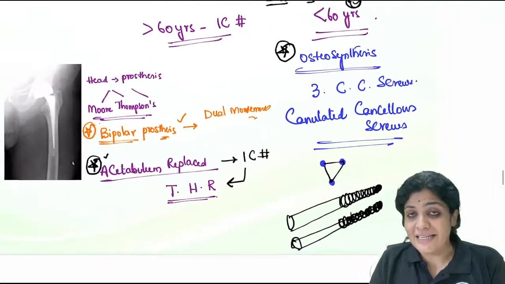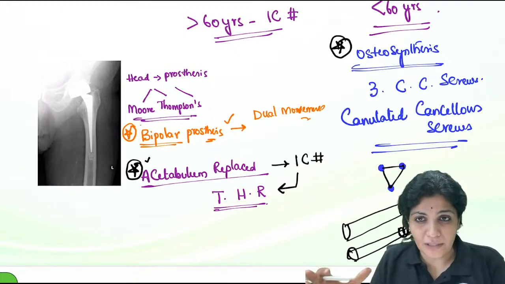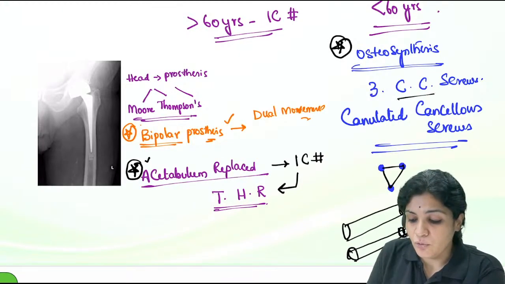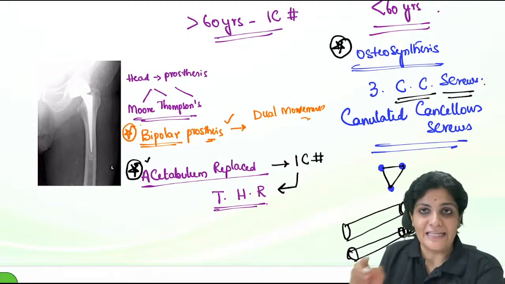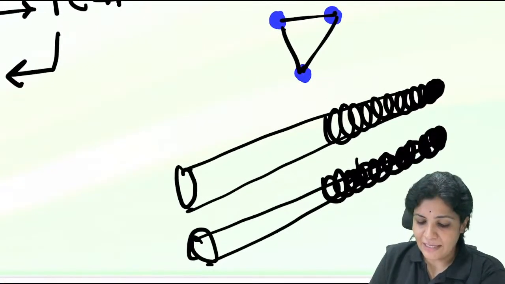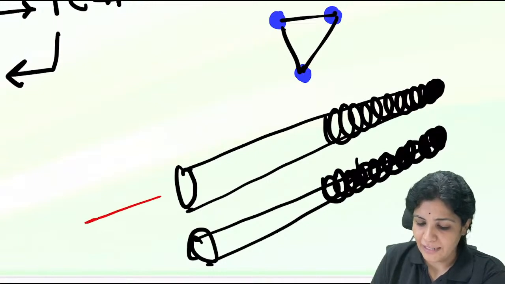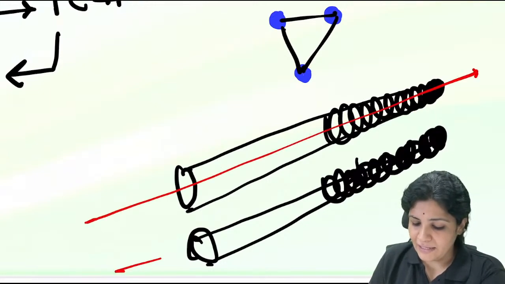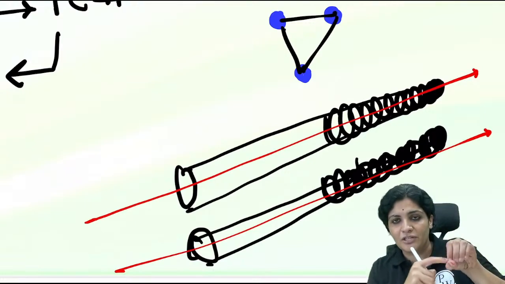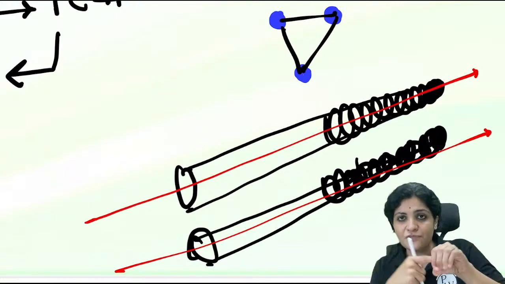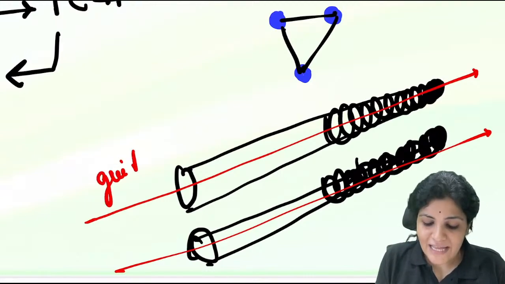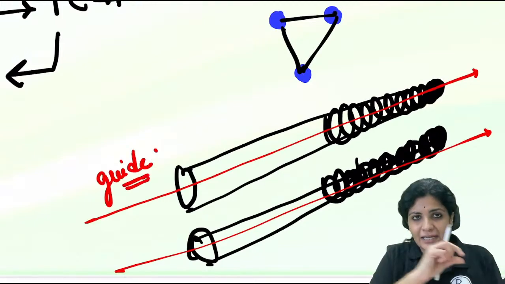But if the patient is less than 60 years, somewhere in the 40s or 50s, then you can try for osteosynthesis, where you use 3 screws, that is cannulated cancellous screws. Why the name cannulated? Because there is a gap in this, so that you can put the guide wire first, and over that guide wire you can fix these screws. Whatever the screw is, there is a place for us to pass the guide wire. So that is why this is called cannulated. There is a cannula-like thing.